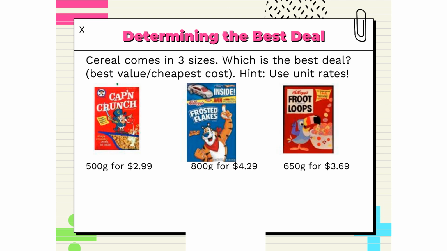So we've got 3 selections here: 500 grams for $2.99, 800 grams for $4.29, and 650 grams for $3.69. Getting to a unit rate means we want everything to be per 1 of something. In this case, we're going to say how many dollars to get 1 gram of food. So let's look at the Cap'n Crunch to start with.